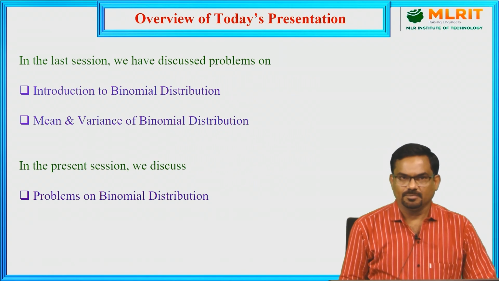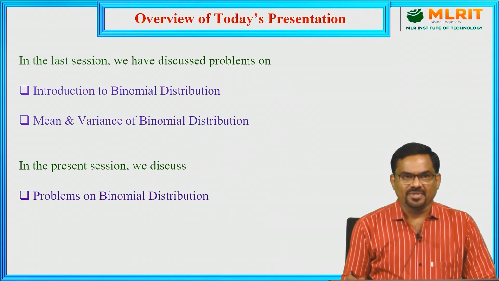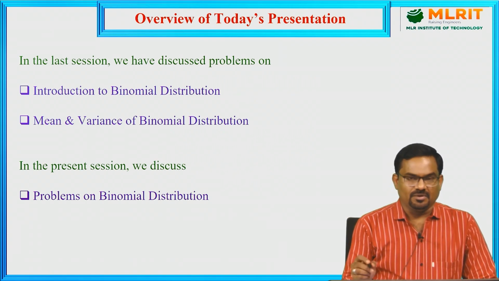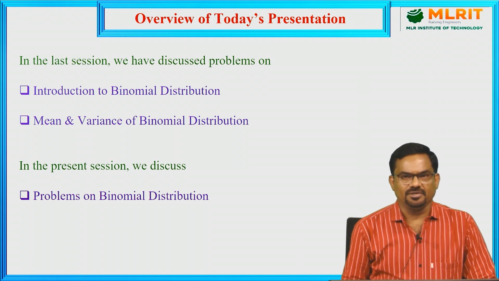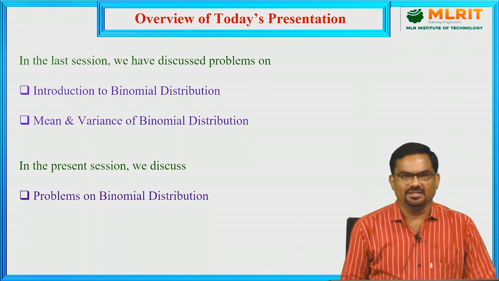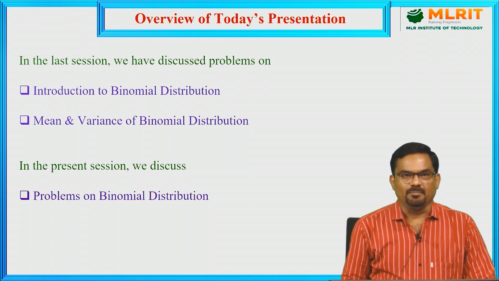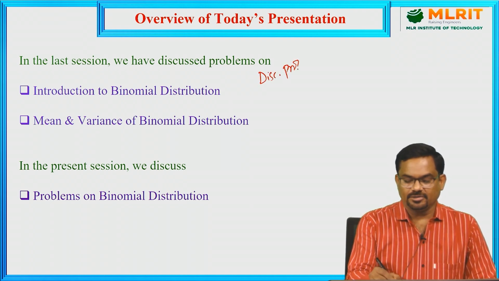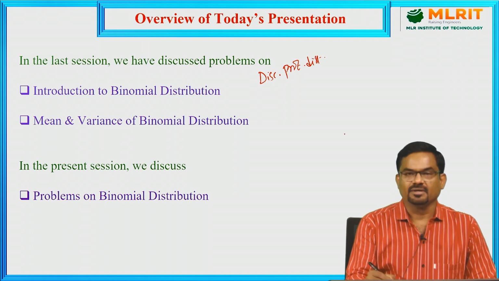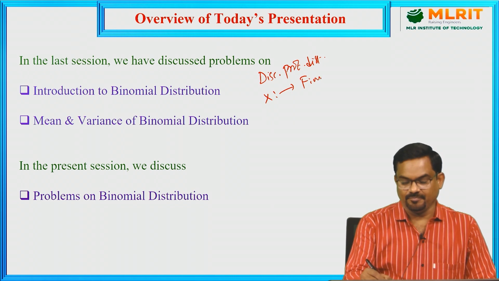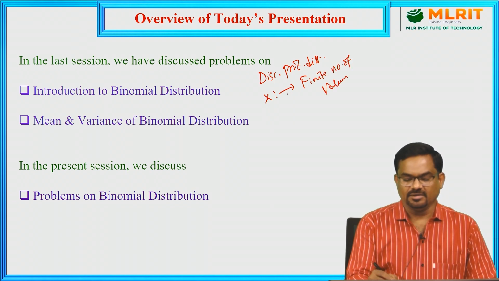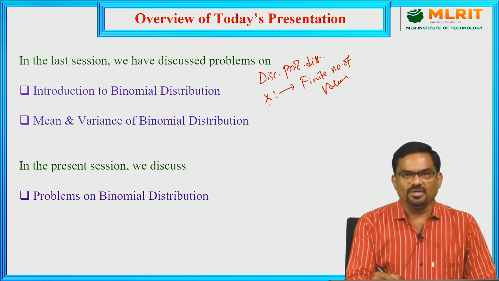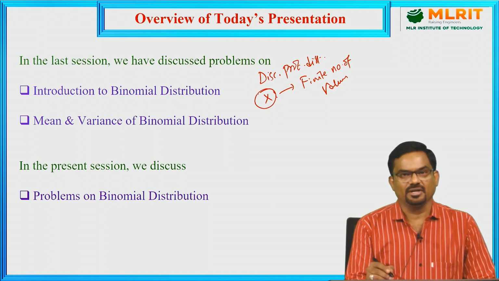Let us recall the previous presentation. In the previous presentation, we have introduced the binomial distribution and calculated the mean and variance of binomial distribution also. Binomial distribution is a discrete probability distribution. That means the random variable x takes finite number of values. And here, if x follows binomial distribution, then x is called the binomial random variable.